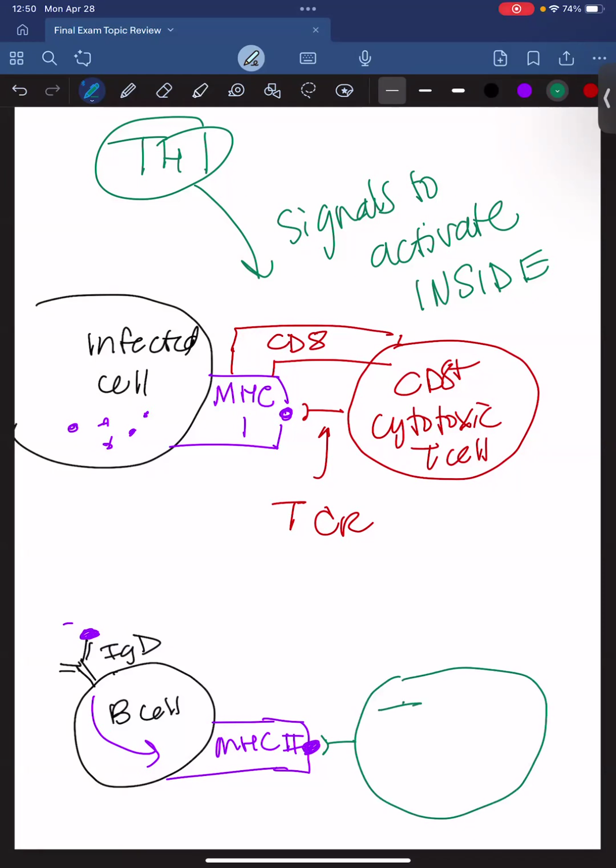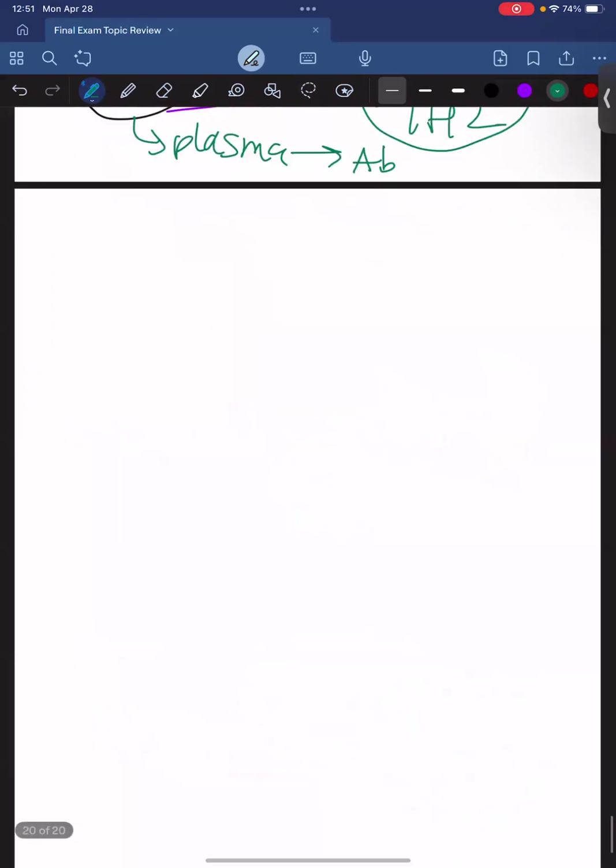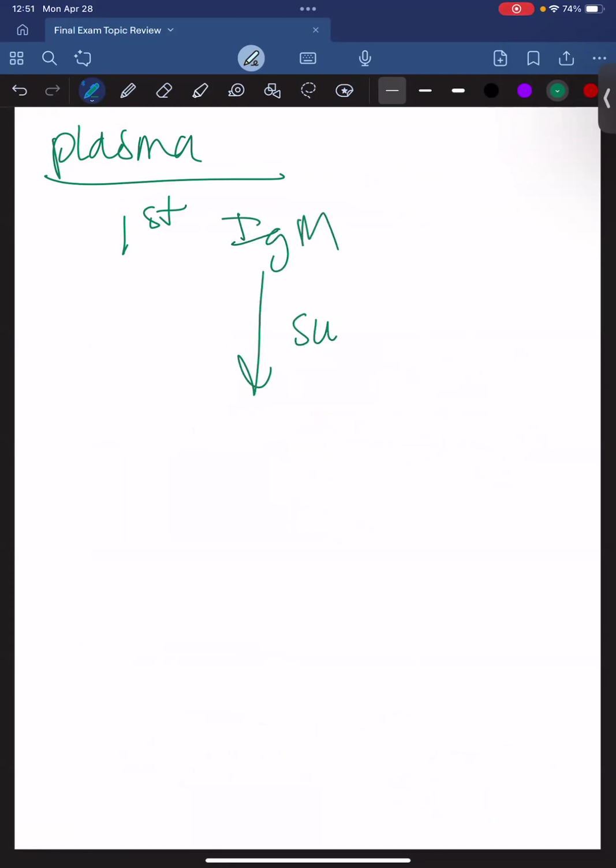But really quick, our T cell response, this is our CD4 positive T helper. And we'll say this is a TH2 that already got activated from above. And then TH2 activates the B cell. And then this becomes a plasma cell. That plasma cell, what does it do? Makes the antibody. It also makes memory cells. So the plasma cell starts out first by making IgM, and then we'll switch to IgG, IgA, or IgE.